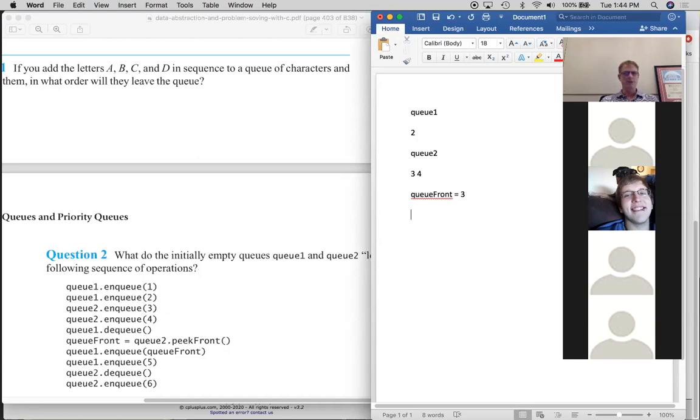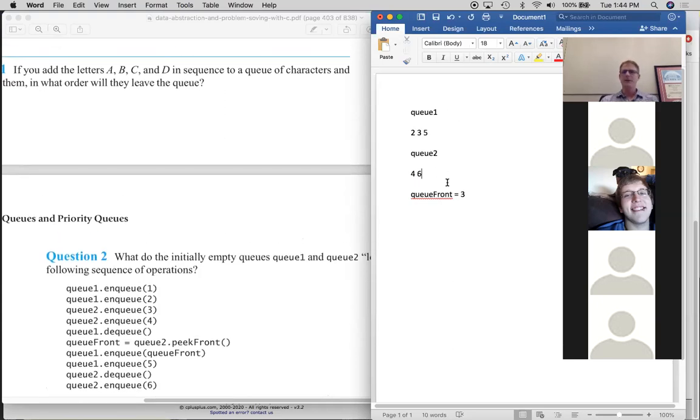So now Q1.enqueue 3. So that means I'm putting the 3 up here. Then Q1.enqueue 5. Then Q2.dequeue. Then Q2.enqueue 6. Okay. Anybody want me to go over that again?